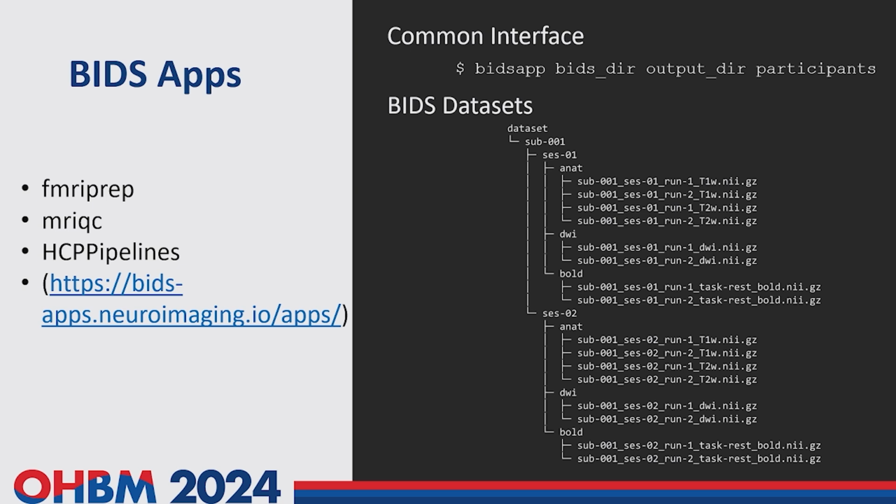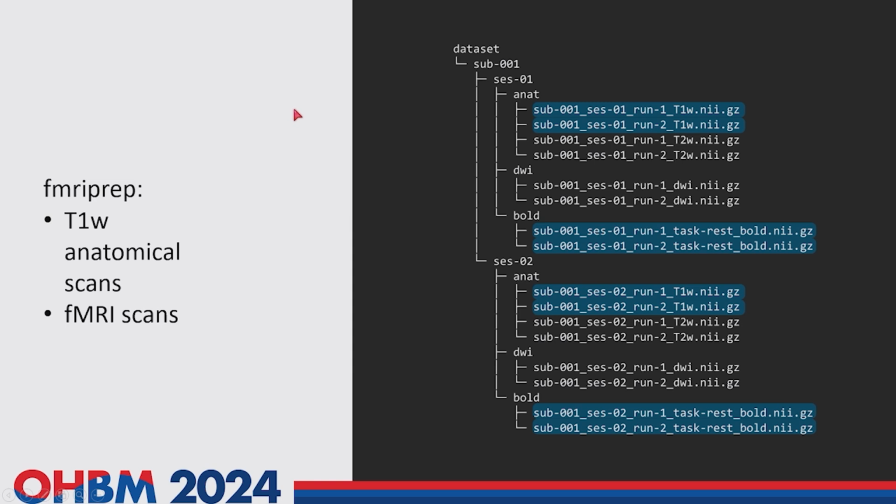So BIDS is a specification that tells you how to name your files so that they can be read by humans and by machines. And so an app like fMRIPrep is able to read the dataset, and it's able to find all the T1 weighted scans by looking at the suffix, and it's able to find all of the fMRI scans by looking at the suffix, and it can pull all those and run its analysis on them.